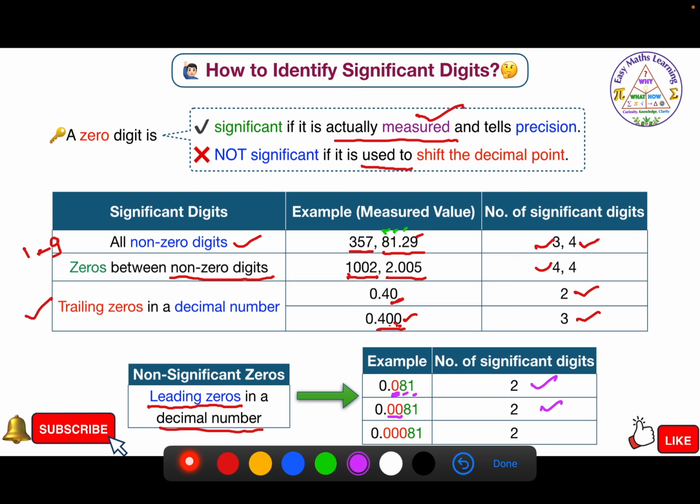So 0.00081, again, we have only two significant digits. So in all cases, only the digits 8 and 1 are significant. These zeros tell us about the magnitude of the number, not about its precision. Magnitude means how big or how small the number is. Okay, so in all examples, the magnitude of the number changes, but precision does not change.